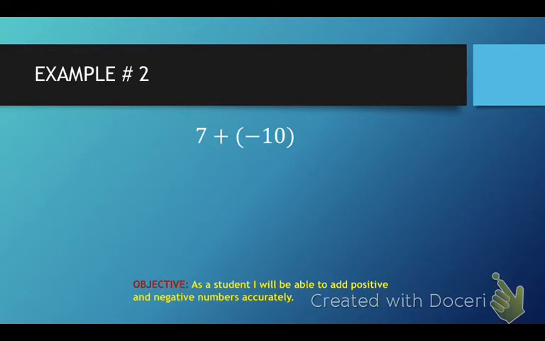Let's move on. Example number 2. This one, same situation. This time we have 7. There is no operation in front of it, which means it's a positive number. And for positive numbers, we call those allowances. Okay? We're going to add a -10. That -10, it's a negative number, so that is a bill.